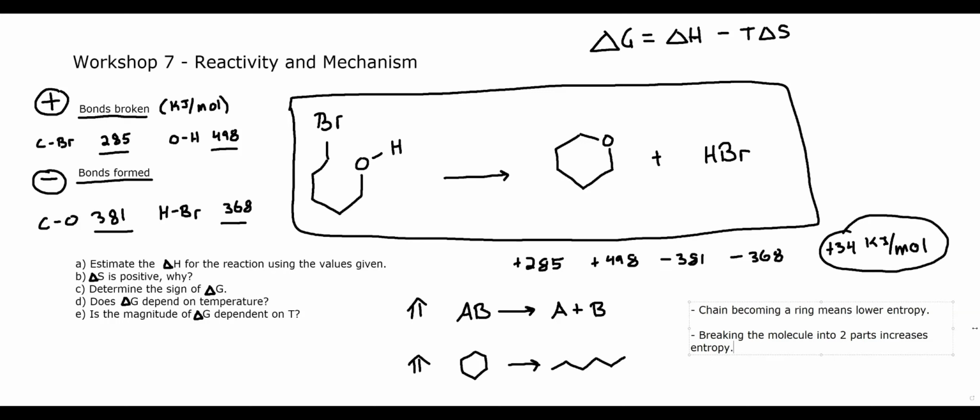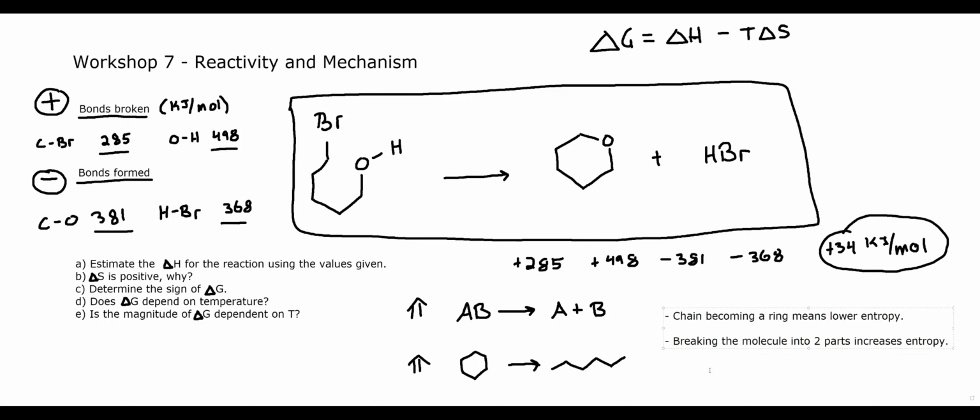So now it's simply a matter of which one affects it more. If delta S is positive and the chain is becoming a ring, which lowers entropy, the molecule is breaking apart into two parts, which increases entropy, that means that this is simply having more of an effect on the overall system. The molecule breaking apart into two different parts, increasing entropy, is having a stronger effect on the system. So this is going to give us a positive change in entropy, an increase in entropy.